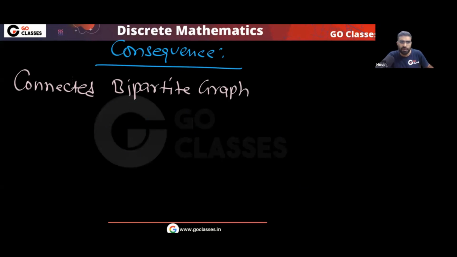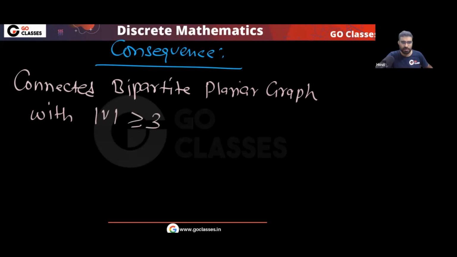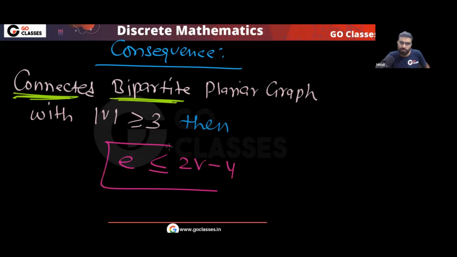Okay, planar graph. If you have a bipartite connected planar graph with at least 3 vertices, then what I can say? Then I can say number of edges will be less than or equal to 2v minus 4. Yes or no? Because bipartite means there is no triangle.